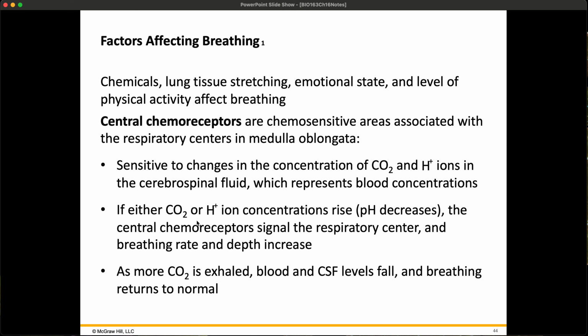So if either of those starts to increase, so you have more CO2, more hydrogen, that means your pH is decreasing. Your blood is getting more acidic. And so those central chemoreceptors are going to signal an increase in rate and depth of breathing to help bring the pH back into balance. It does that because the more you exhale, the more you get rid of that excess CO2, since all your carbon dioxide is transported through your blood. Blood and CSF levels start to fall, pH comes back to normal, and breathing can return to normal.